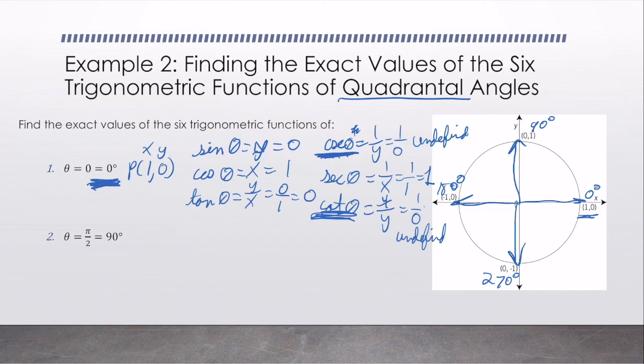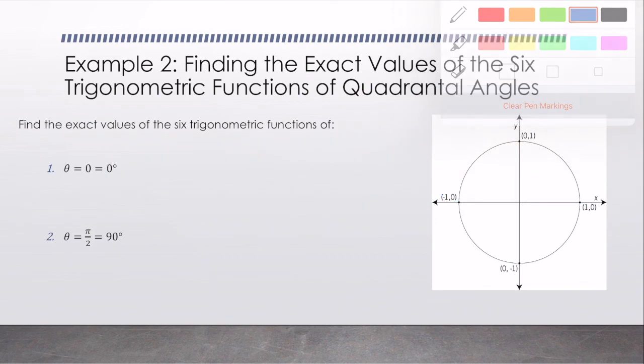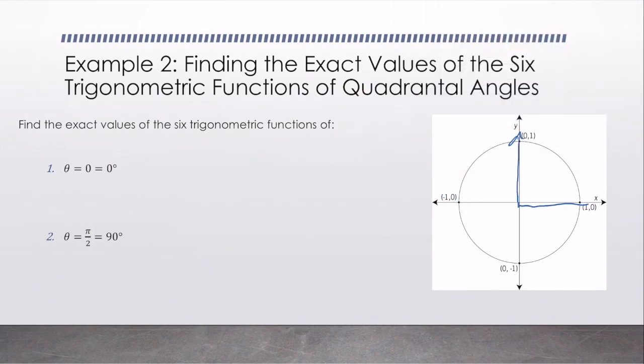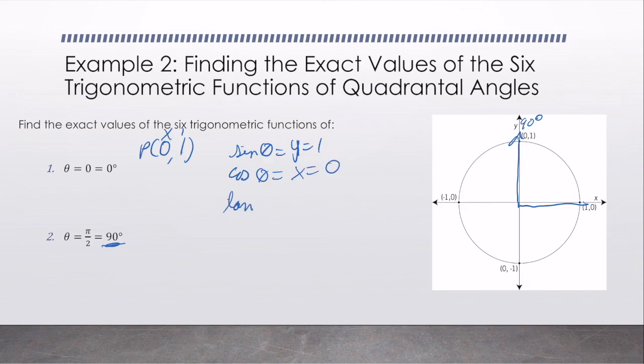Let's clear the screen and make room for problem 2. At 90 degrees, that's right here, I have the point where x is 0, y is 1. So sine of theta, at 90 degrees, is going to be 1 because that's our y value. Cosine of theta is x, which is 0. Tangent of theta is y over x, which is 1 over 0, which is undefined. So tangent is undefined when theta is 90 degrees.